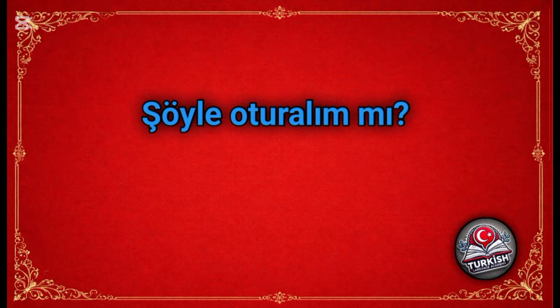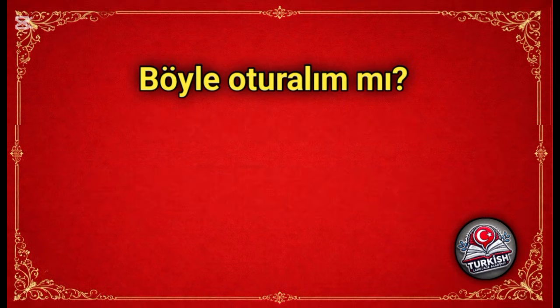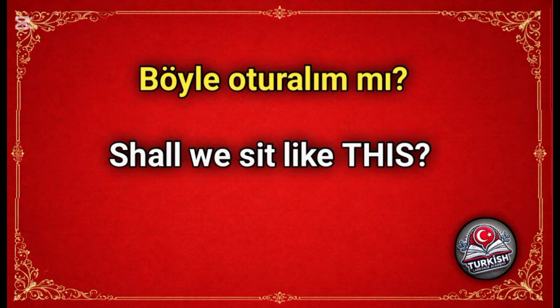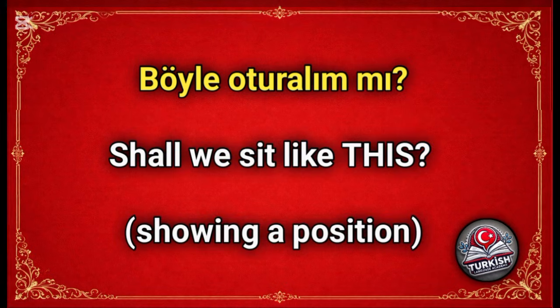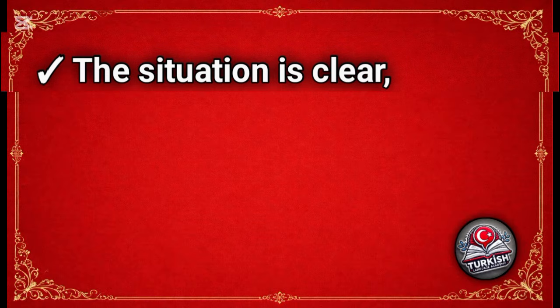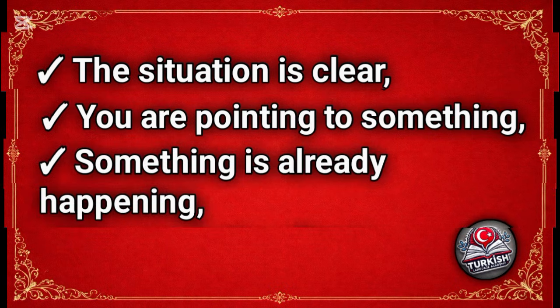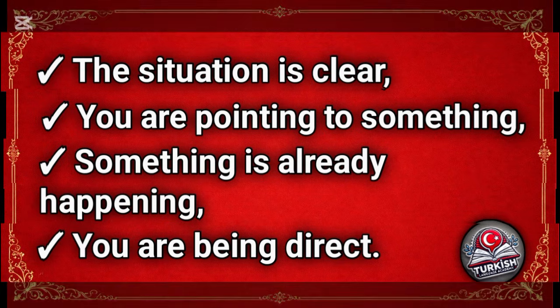Şöyle oturalım mı? How about we sit down? Böyle oturalım mı? Shall we sit like this? Showing a position. Böyle: like this, exactly. Used when the situation is clear, you are pointing to something, something is already happening, or you are being direct.